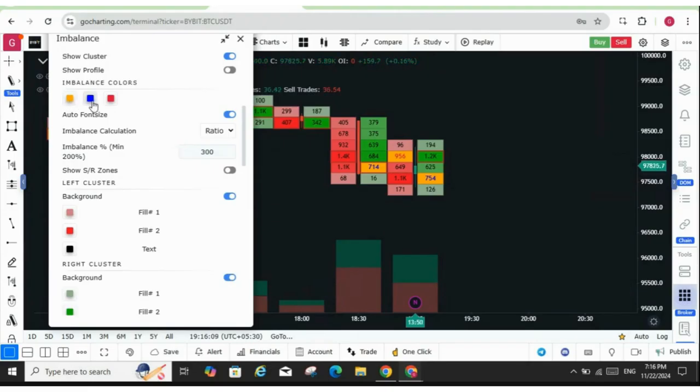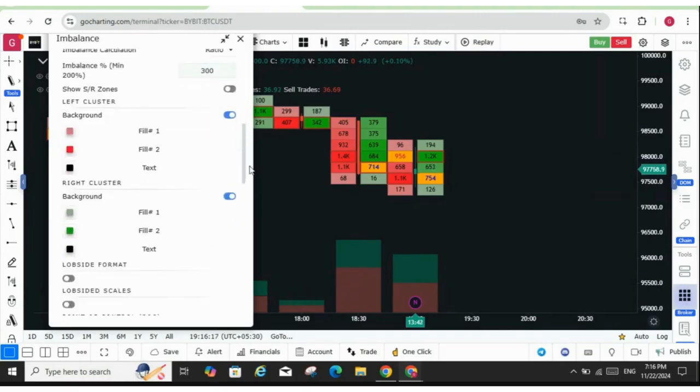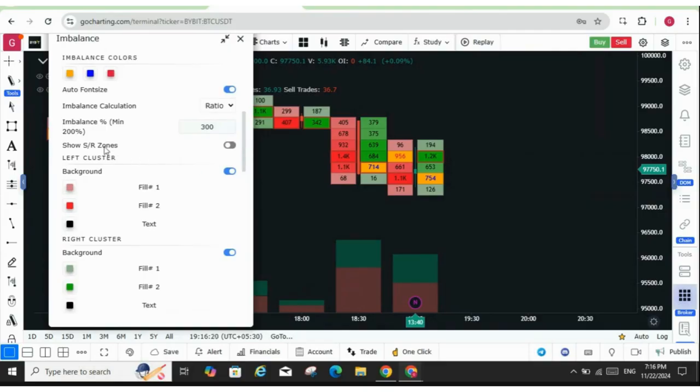Because this is the imbalance color we have chosen. Also, the text color will be blue. Here you see the text color is blue. Okay. Now, also what you can do is you can enable this show SR zones.